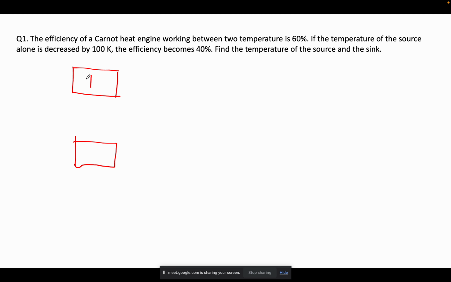Okay. So this T1 is my source temperature and T2 is my sink temperature, and say this is my heat engine, which is basically a Carnot engine. So it will absorb some Q1 amount of heat, will do some amount of work, and will release some Q2 amount of heat to the thermal energy reservoir at T2. Okay, so what it is telling is that initially when the Carnot heat engine was working between these two temperatures, the efficiency was 60%.